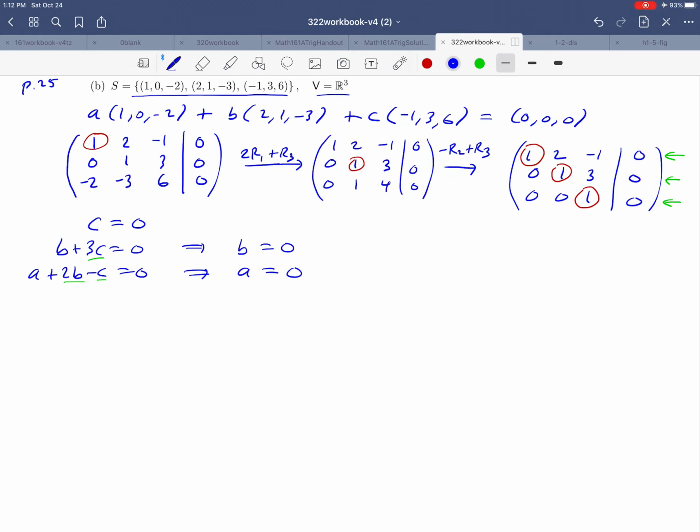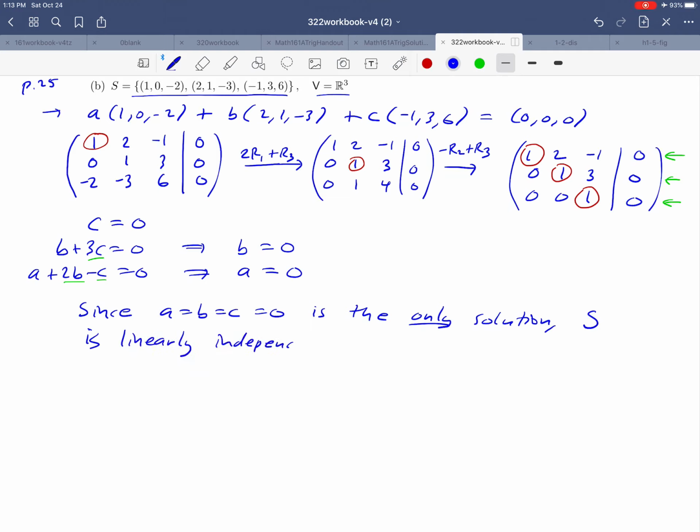So what have we demonstrated here? We just demonstrated that the only solution to this system that we started with is the trivial solution, A equals B equals C equals 0. That tells us that S is linearly independent. There's the answer to our question.